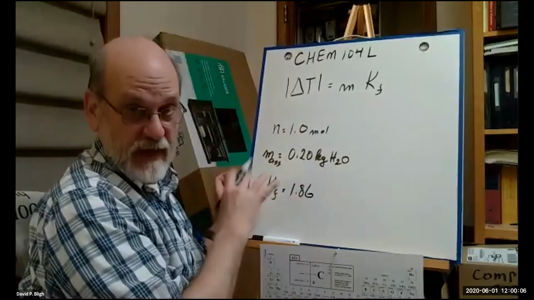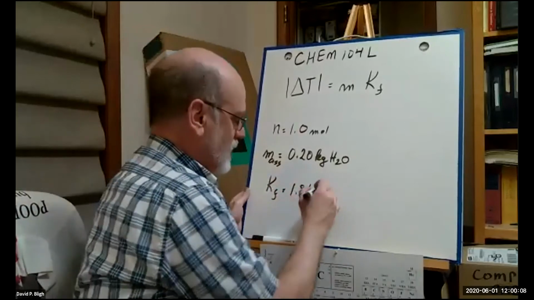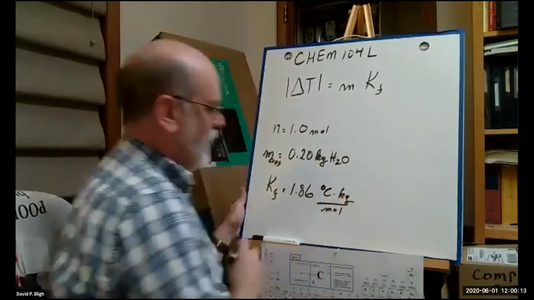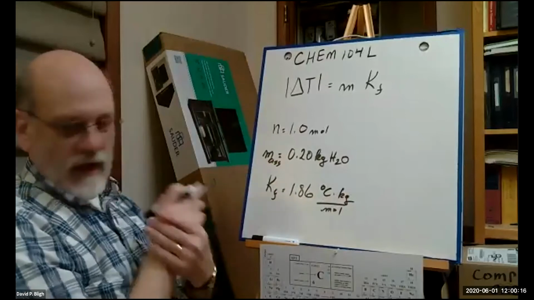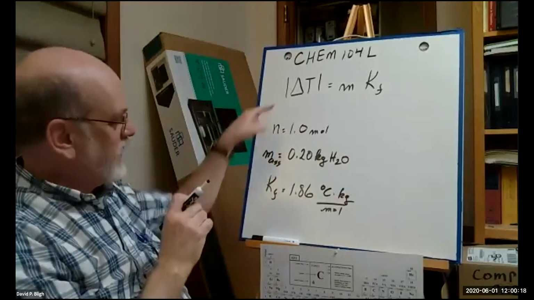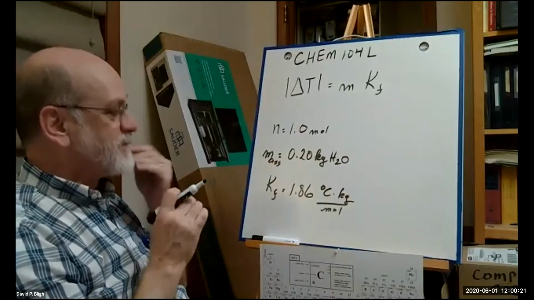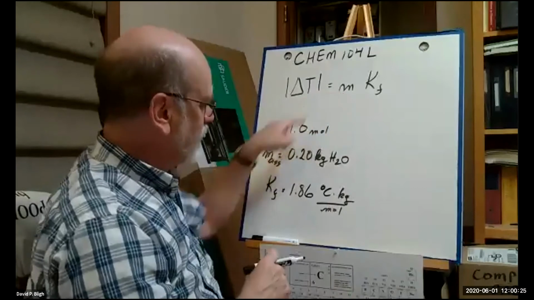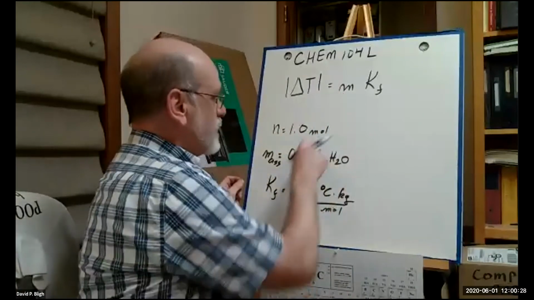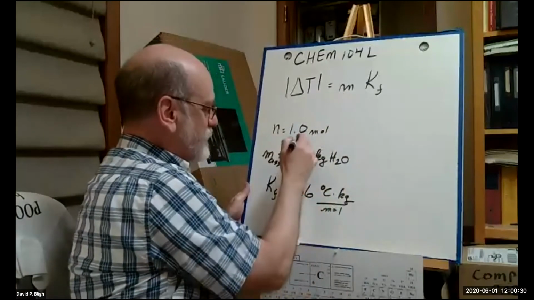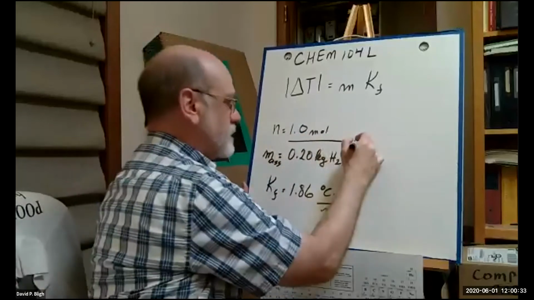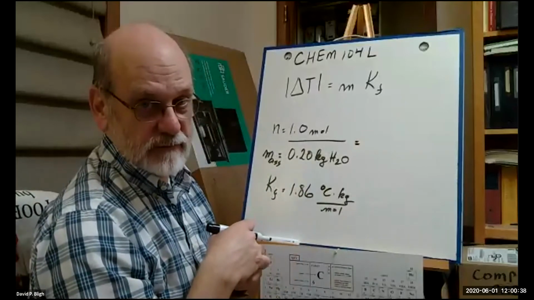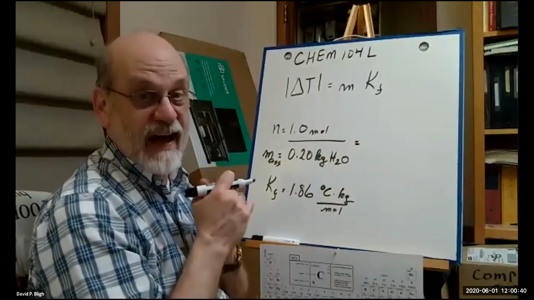That's different than lauric acid. And that's degree C kilograms per mole. So there we have all our information, and we want to calculate that value. This just plugs in there, but we have to calculate that one. So moles per mass, we just divide the two. And 0.2 into 1 is what? I can do that one in my head. It's 5.